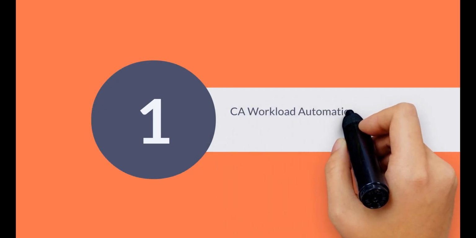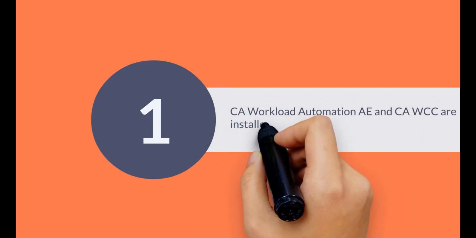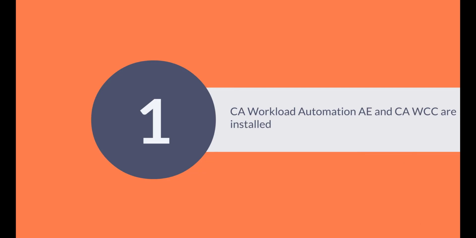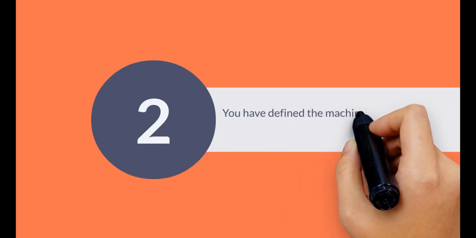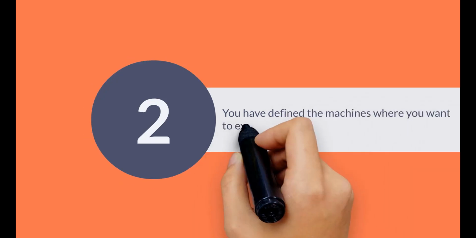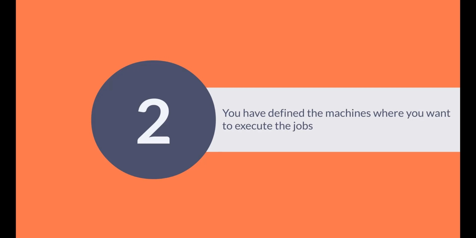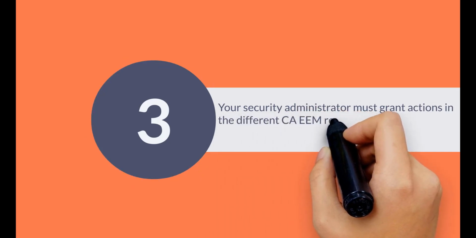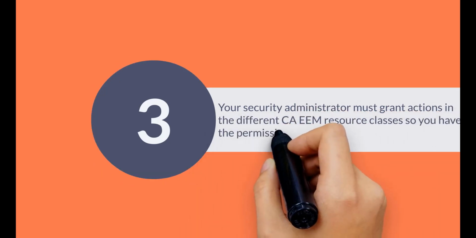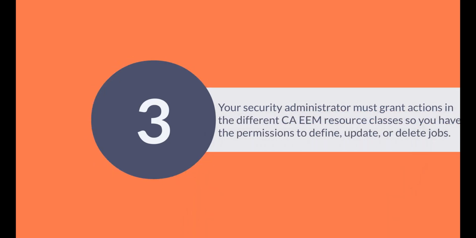Before we start with the demo to define jobs using the CLI and CA WCC, we assume that CA Workload Automation AE and CA WCC are installed. Also, you have defined the machines where you want to execute the jobs. In this demo, we execute the jobs on the local host. Your security administrator must grant actions in the different CAEEM resource classes so you have the permissions to define, update, or delete jobs.